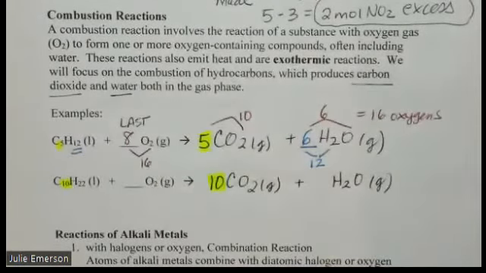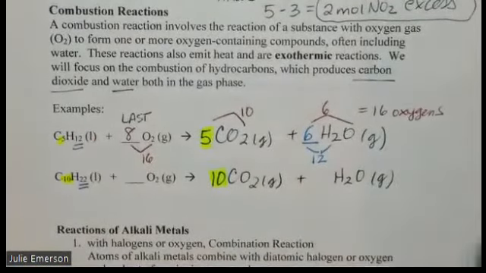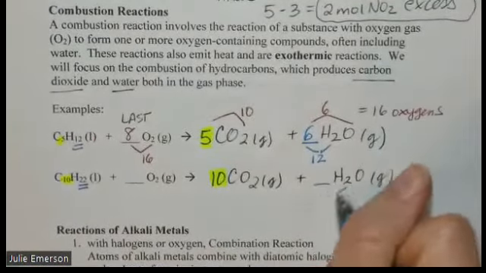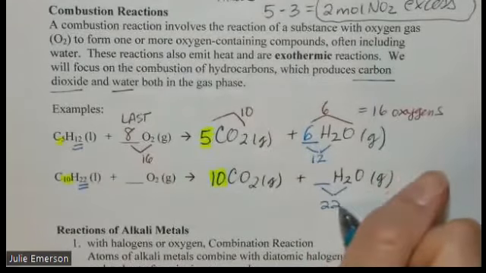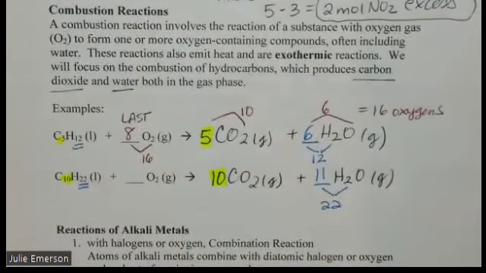And then for the hydrogen, I've got 22 on the reactant side. So 2 times what gets me to 22 total? I need an 11 in front of the H2O. All right. And anytime you end up with an odd number in front of water, you're going to end up with an odd number of oxygens.